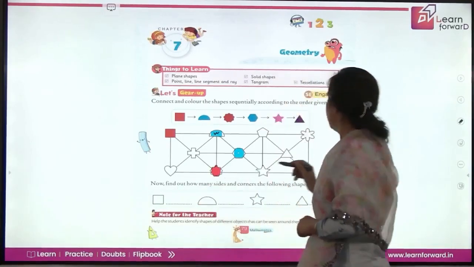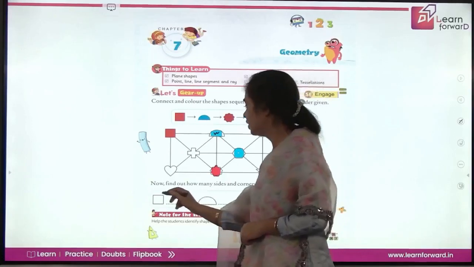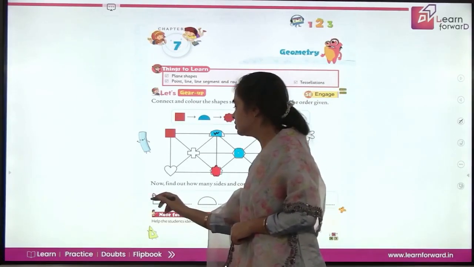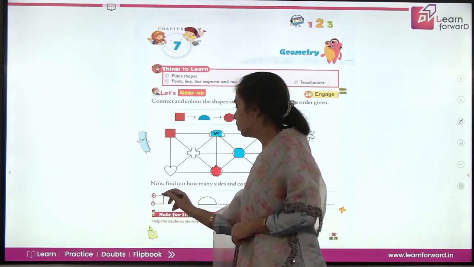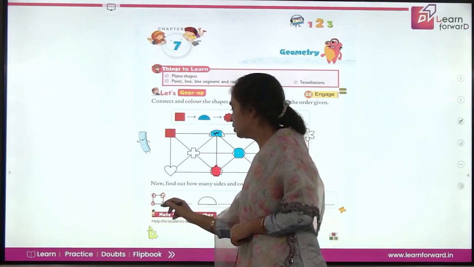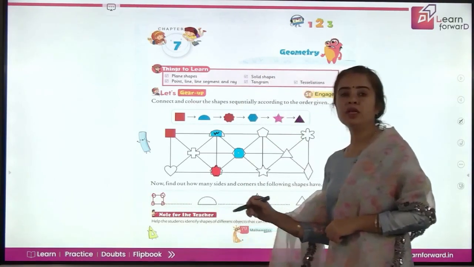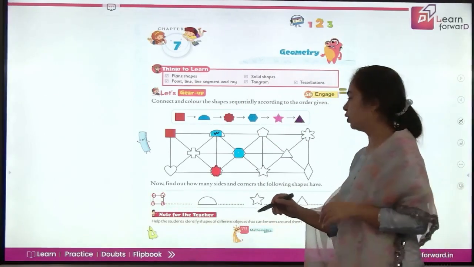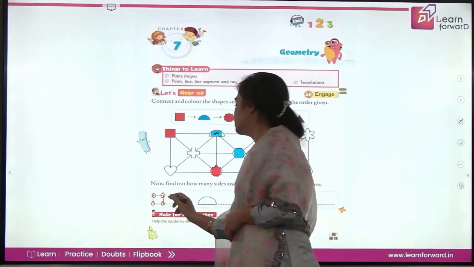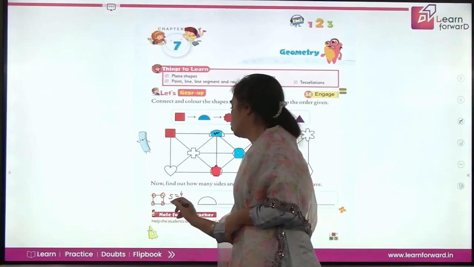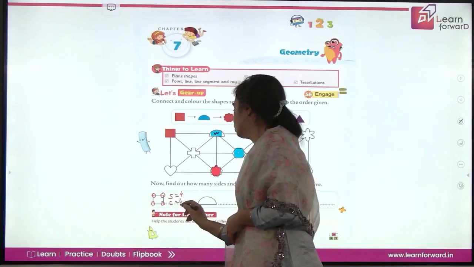And how many corners are there, children? These are called corners, the points where the sides meet. So how many corners are there? 4, yes. So your sides are also 4 and your corners are also 4.